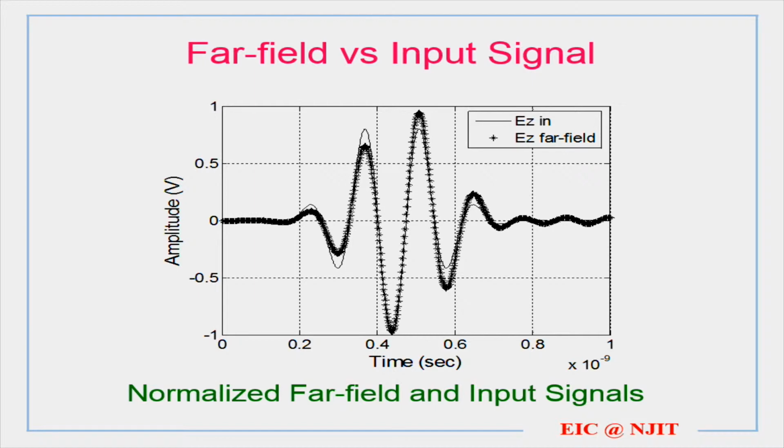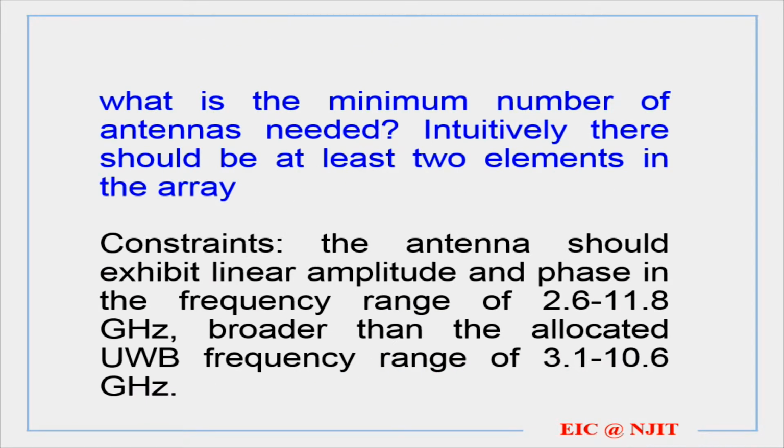If you feed the pulse, this is a monocycle, into the antenna, the output matches fairly faithfully the input. So how many antennas do you need? Well, if I can get by with two antennas, I'm good. One antenna, to have a broadband antenna, is like having a broadband amplifier. A broadband amplifier is hard to get, it's very expensive. If you can build it up from small amplifiers coherently, you're much better off in terms of economy and efficiency.